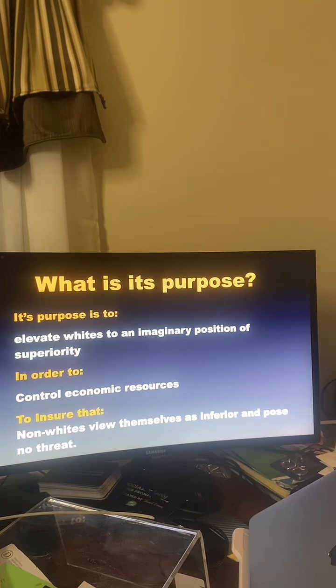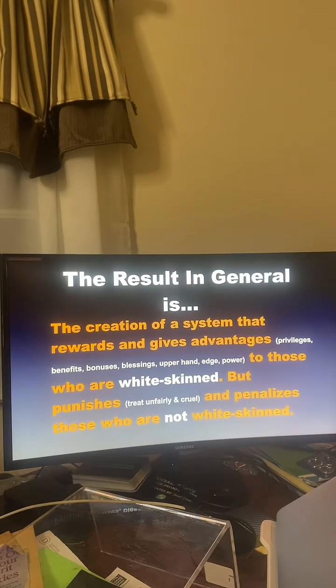And the reason that they created this was to be able to control the economic resources of Black, brown, and yellow people. This would ensure that Black, brown, and yellow people would view themselves as inferior and would pose no threat to the European white superiority concept. And as a result of that creation, you would have a system that rewards and gives advantages, that is, privileges, benefits, bonuses, blessings, upper hand, edge, power, however you want to call it, to those who are white skinned. But it would at the same time punish and penalize those who are not white skinned.